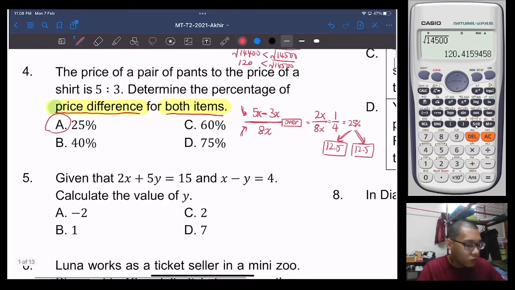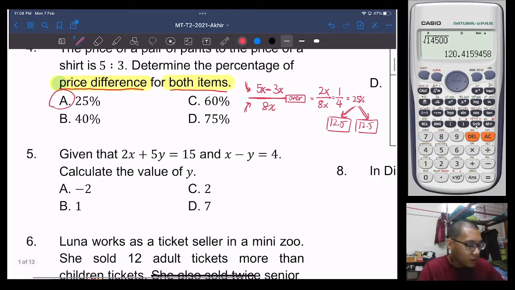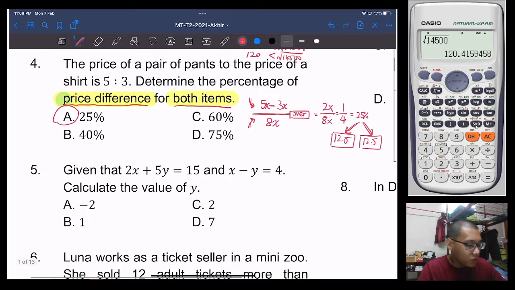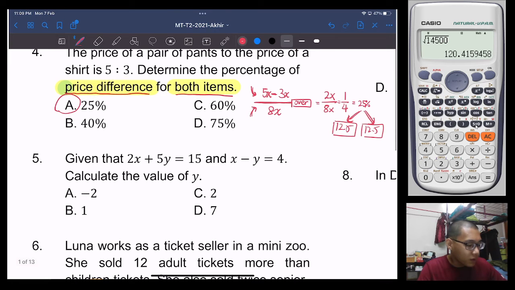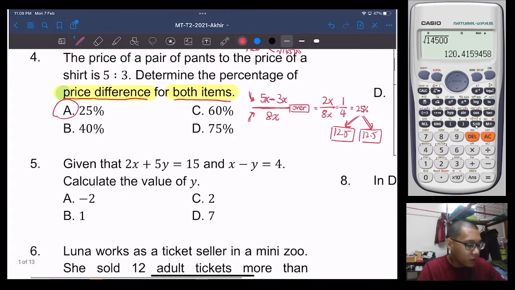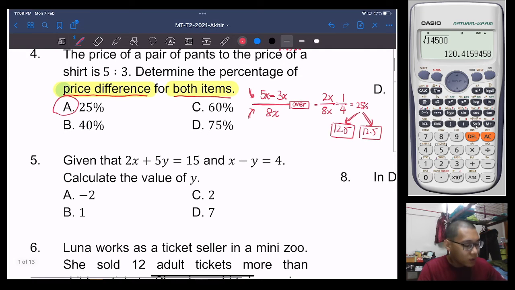Okay, now we try question 5. Okay, question 5. So given that 2x plus 5y equals 15 and x minus y is 4, calculate the value of y. So you use simultaneous linear equations. Okay, so we solve them to find the answer for y only. We need to find the value of y.